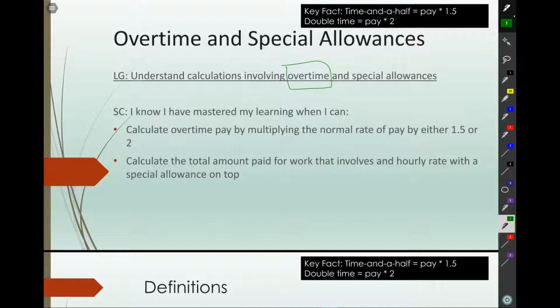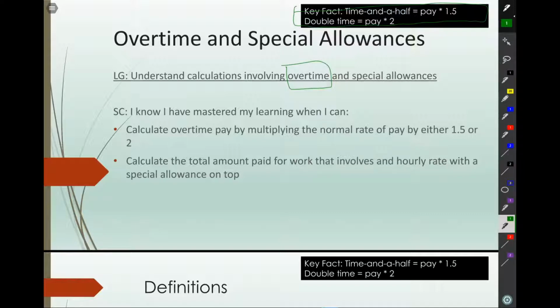And there's going to be two types of overtime pay that we work with. They're either going to be time and a half. I've written it out up here in the key fact. Time and a half, which is multiplying by 1.5, or double time, which is multiplying your pay by 2. Fairly straightforward.